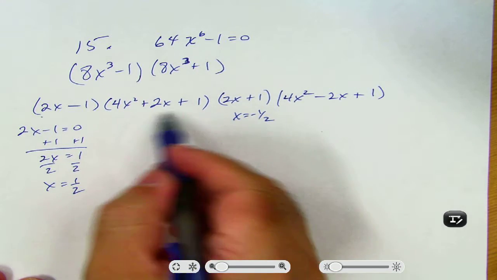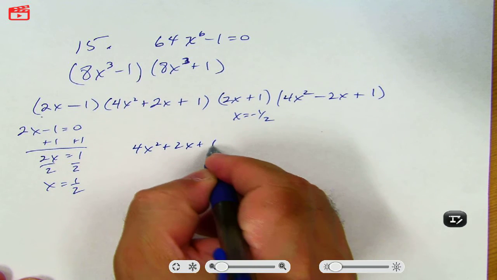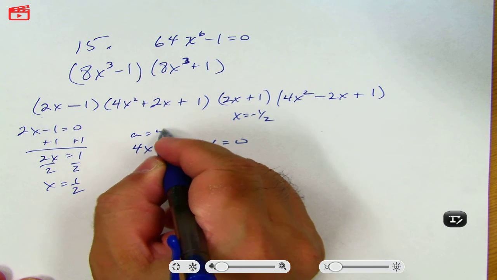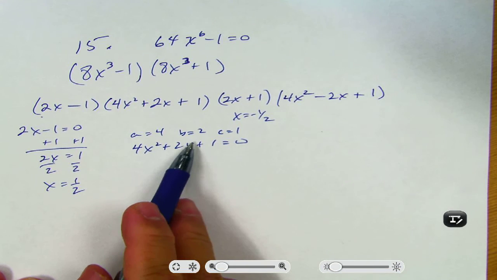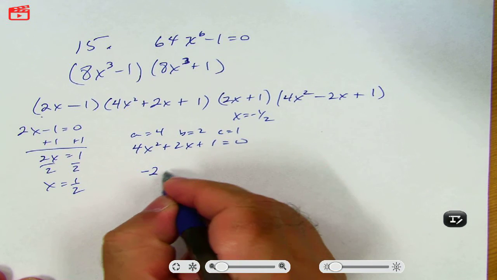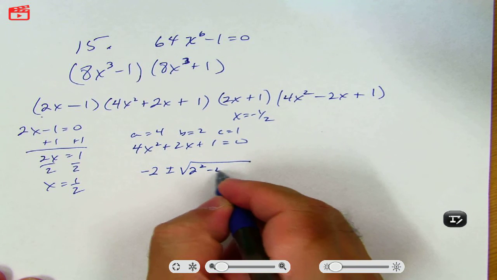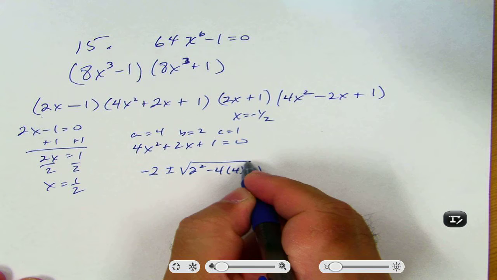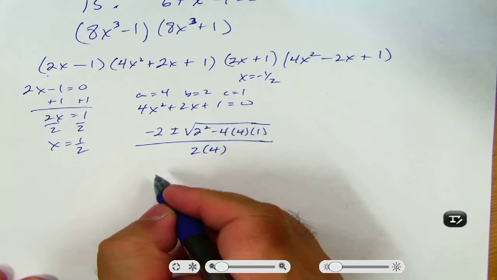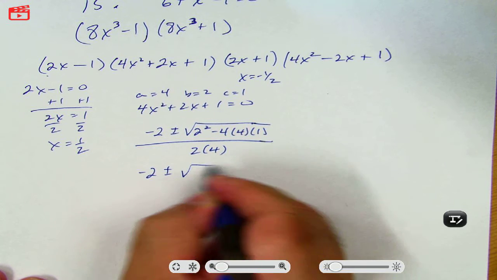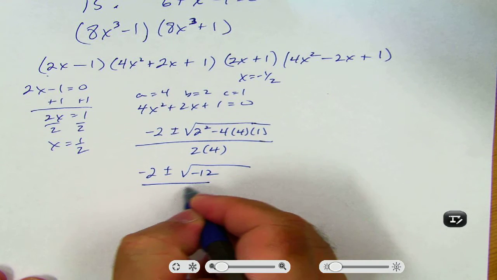This one cannot be factored, so I'm going to use the quadratic formula. So 4x squared plus 2x plus 1 equals 0. A is 4, b is 2, c is 1. Remember the quadratic formula starts with the opposite of b, so it's negative 2, plus or minus the square root. You square the b, minus 4 times 1, all over 2 times a. Let's continue to clean that up. So it's negative 2 plus or minus the square root of 4 minus 16, which is negative 12, over 8.